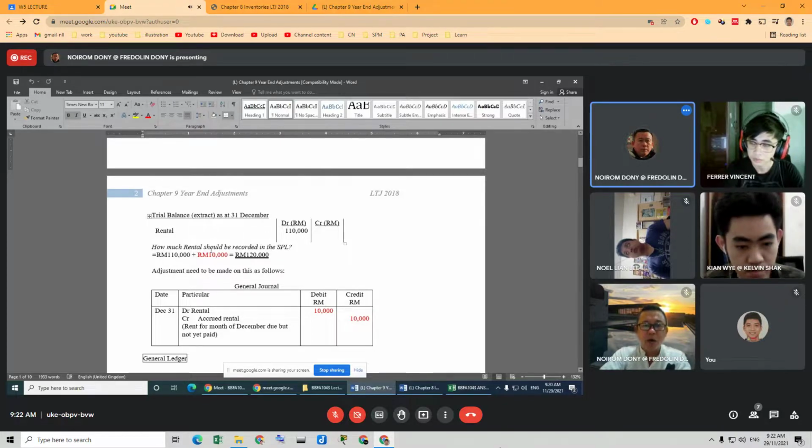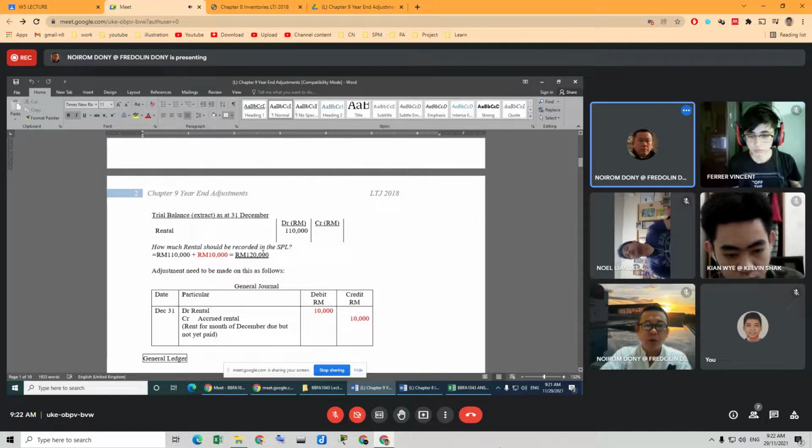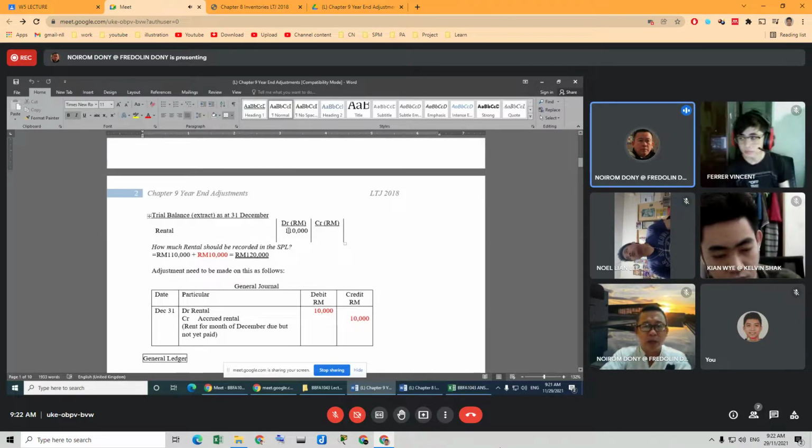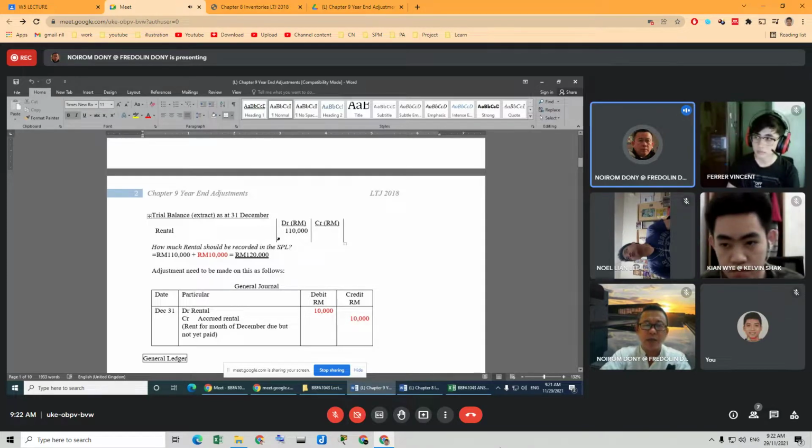But then how much rental should be recorded in SPL? So not 110,000 only. We have to do adjustment. That's why we call this year-end adjustment. We do the year-end adjustment to ensure observance with the matching concept, or the accrual concept. That is, we have to record the expenses as it is incurred.